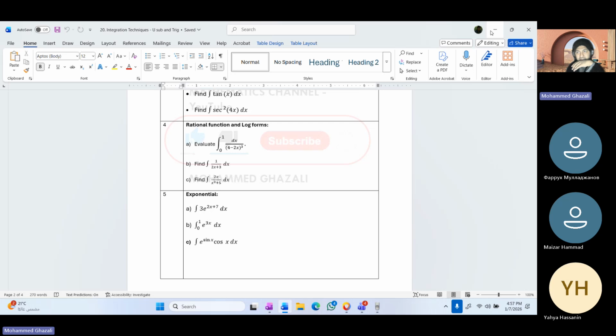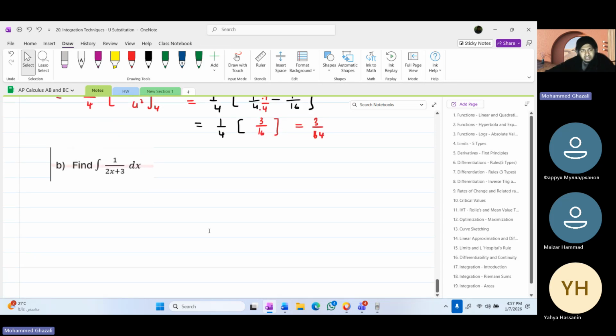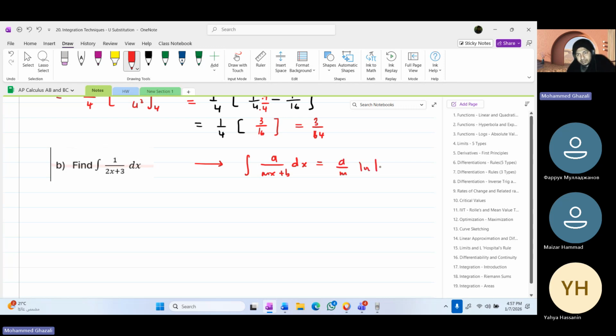B has no boundaries. Remember, the ones with the boundaries are nice because you can double check them on the calculator whether the answer is correct or not, because you will always get values. Let's try to solve this. Remember the form: the integral of a over mx plus b dx. If you remember this form, then you will remember that I had a over m ln absolute value mx plus b plus c.